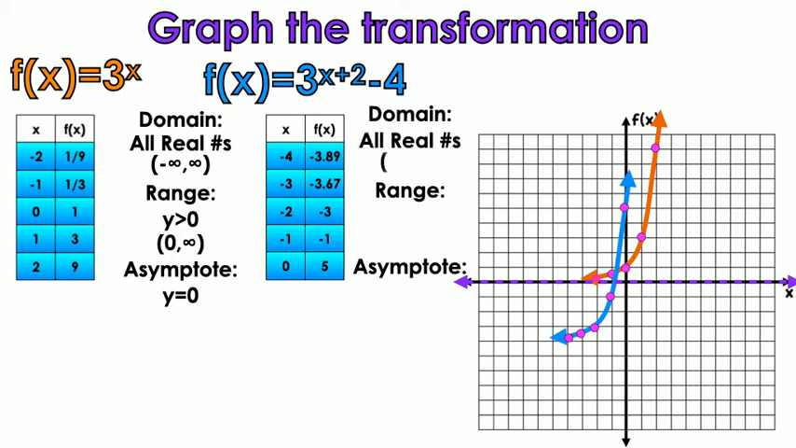Domain, all real numbers, negative infinity to positive infinity. Range, y is greater than negative 4, or negative 4 comma infinity. Asymptote, y equals negative 4. Swoop. Slide that thing down. And that's graphing exponential functions in a nutshell.